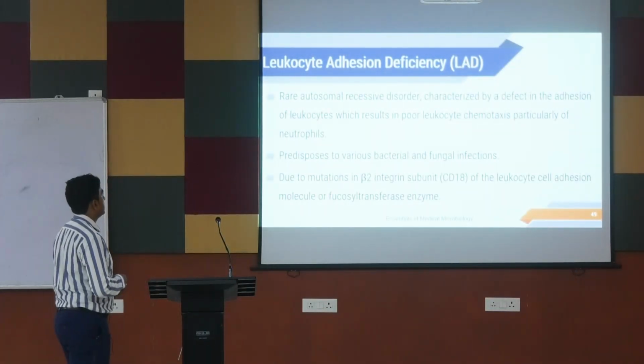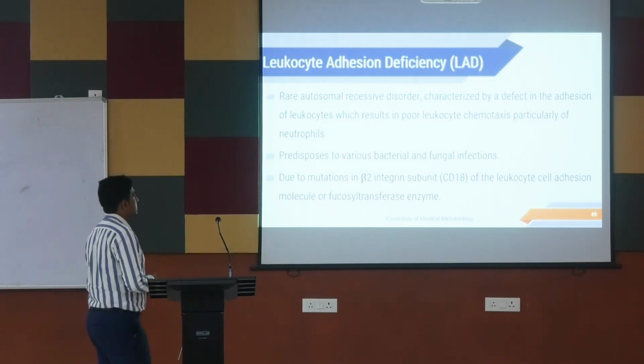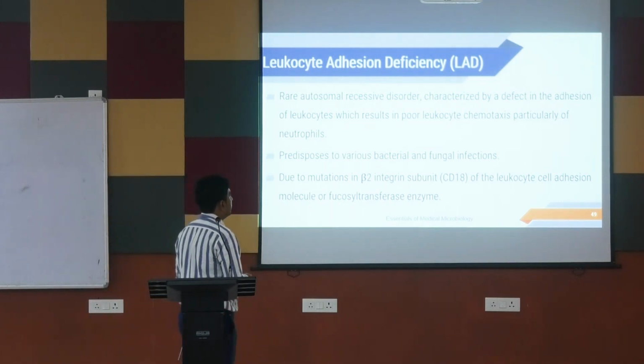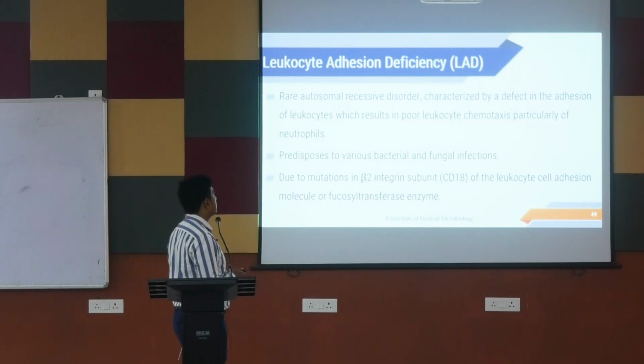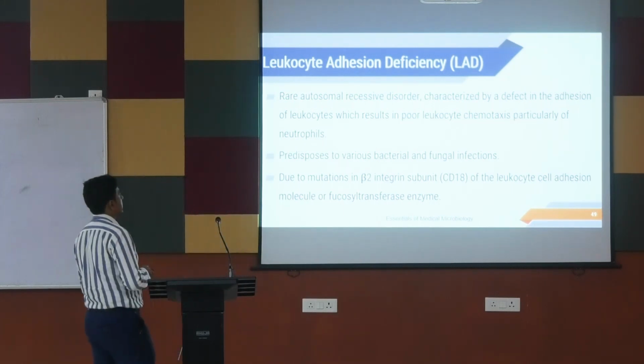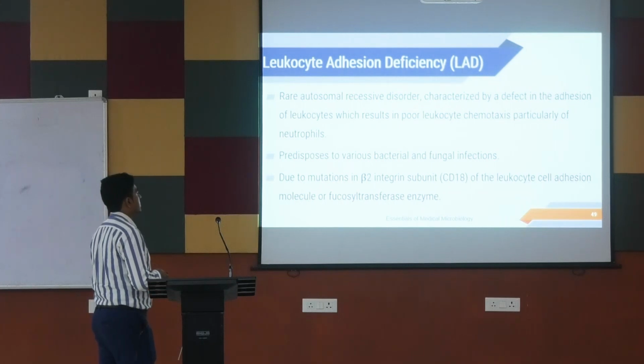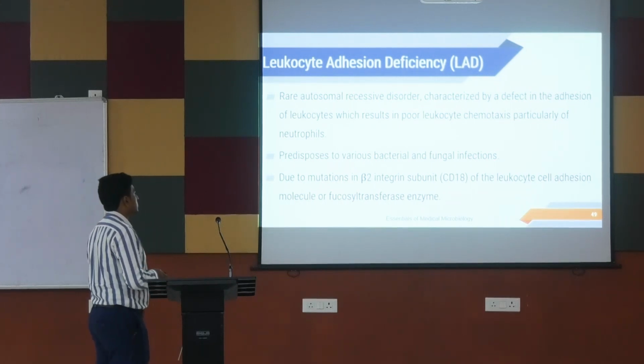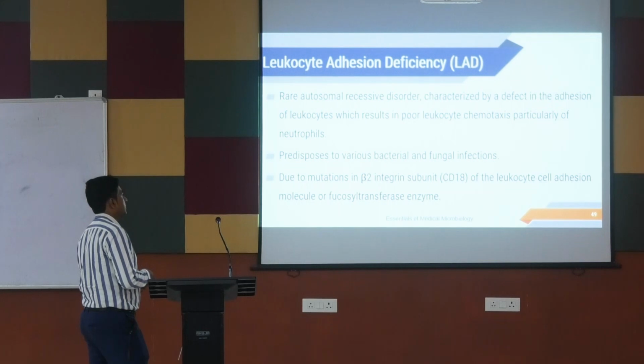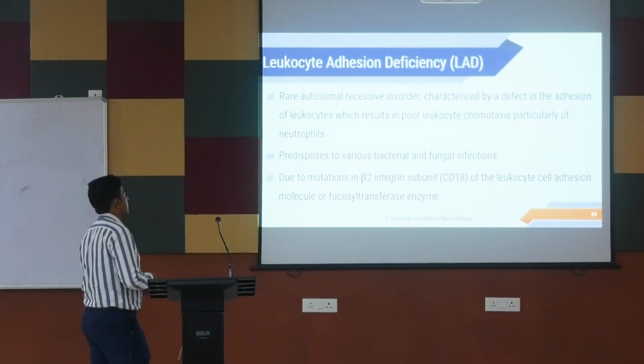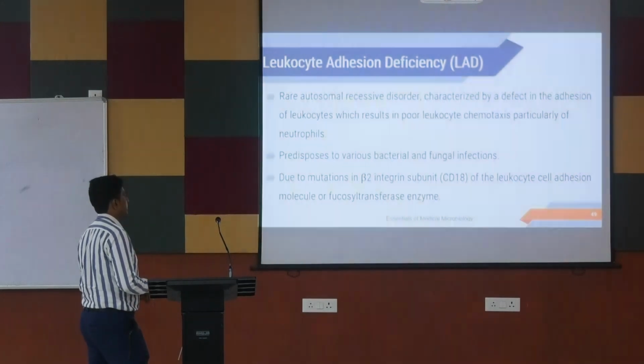Leukocyte adhesion deficiency কি? এটা rare autosomal recessive disorder characterized by a defect in the adhesion of leukocytes which results in a poor leukocyte chemotaxis, particularly neutrophils, predisposes to various bacterial and fungal infections due to mutations in the beta-2 integrin subunit of the leukocyte cell adhesion molecule or the fucosyltransferase enzyme.